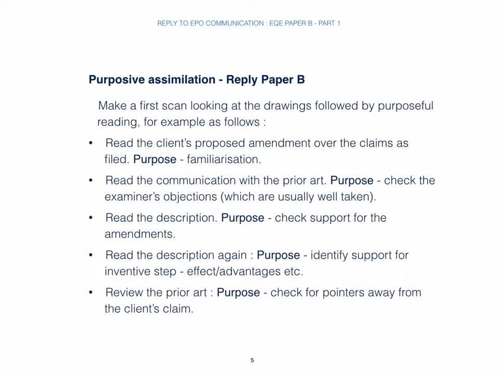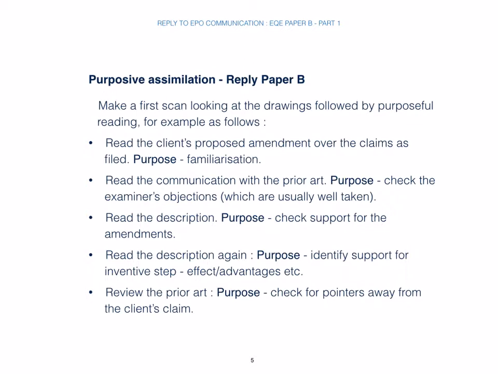You can read the papers in the order that suits you best. The following is one suggestion for efficient reading that you may wish to deviate from as you feel appropriate. So let's start by making a first scan, looking at the drawings, followed by purposeful reading, for example, as follows. 1. Read the client's proposed amendment over the claims as filed. The purpose of this reading is to familiarize yourself with the invention and the task. Secondly, read the communication with the prior art. Purpose here is to check the examiner's objections, which are usually right. As a matter of fact, as far as I'm aware, in all B papers in the past, the examiner's objections have always been well taken.